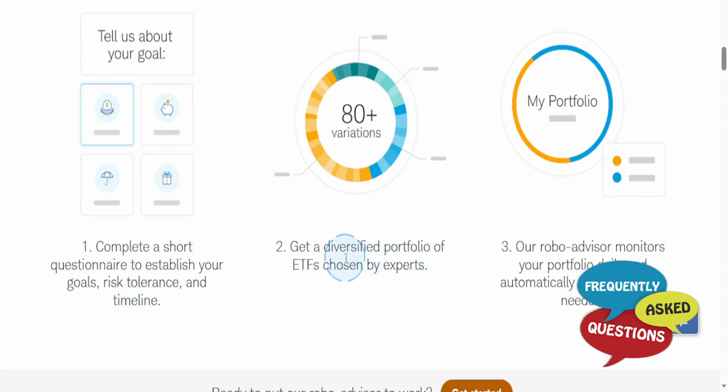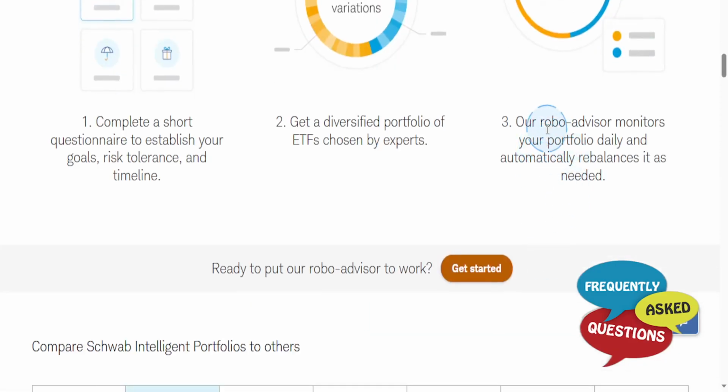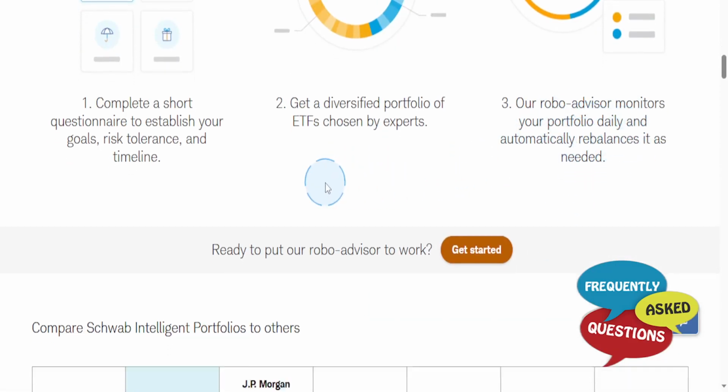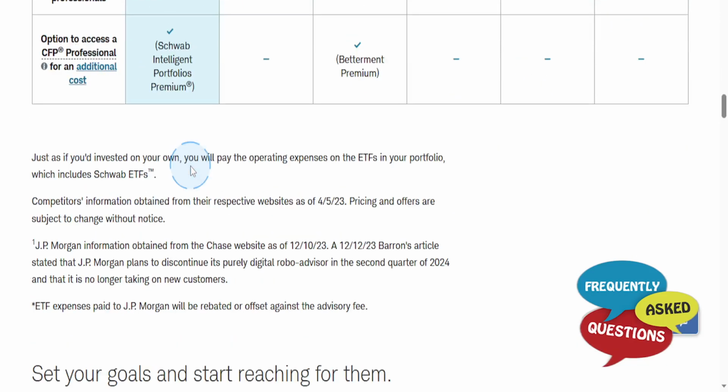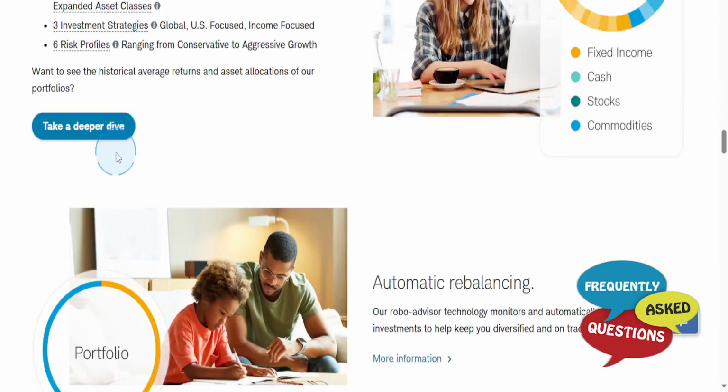And then they'll get you a diversified portfolio of ETFs that are chosen by their experts. Okay, and they'll have their robo-advisor that will monitor your portfolio daily and automatically rebalance it as needed. Okay, as you can see right here. So that is what will happen.